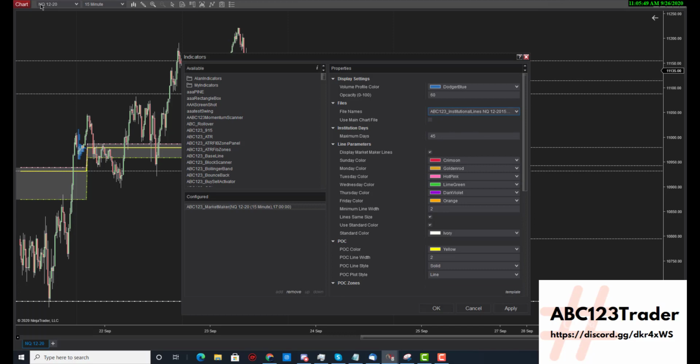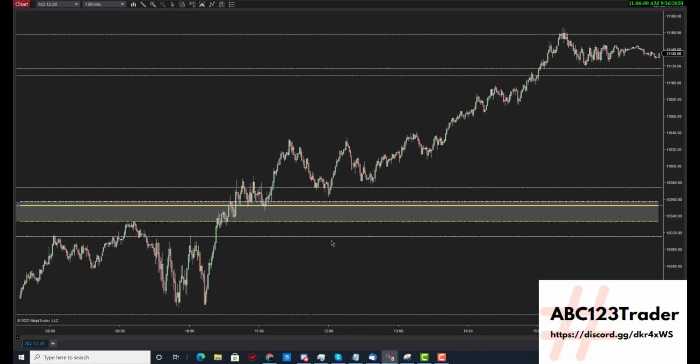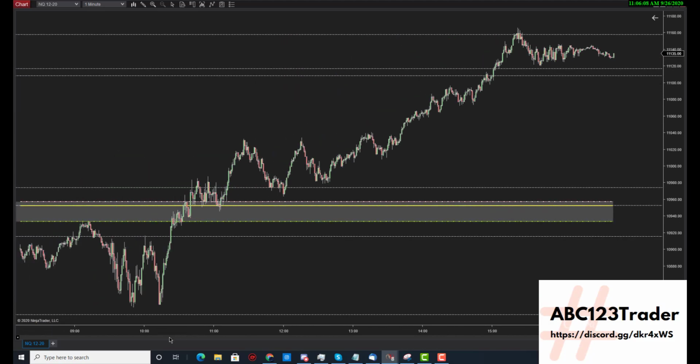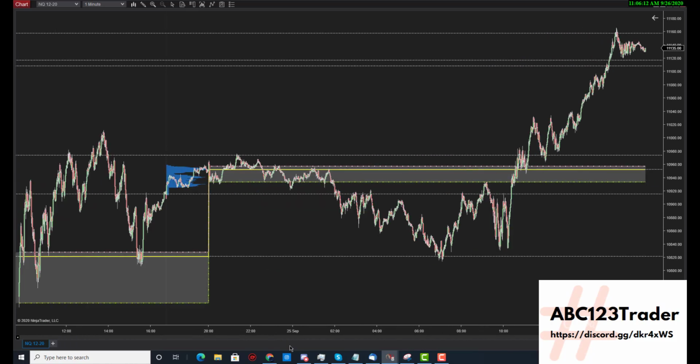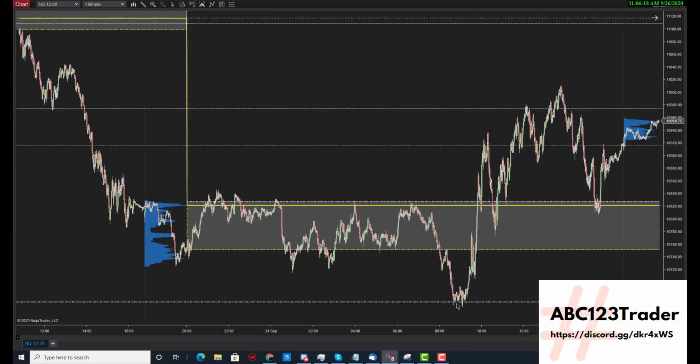If I'm on an NQ chart, on a 1-minute chart for example, I'm going to hit apply here. Now I'm going to go to a 1-minute chart. On a 1-minute chart, as you can see, the institution lines are the same. But see this previous line that we have drawn, it's still there.